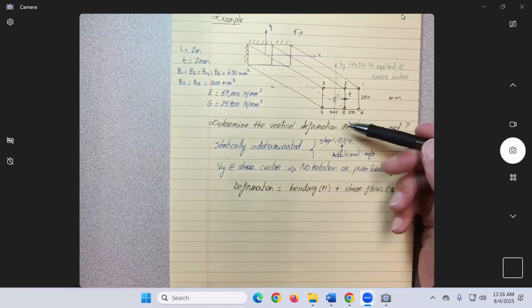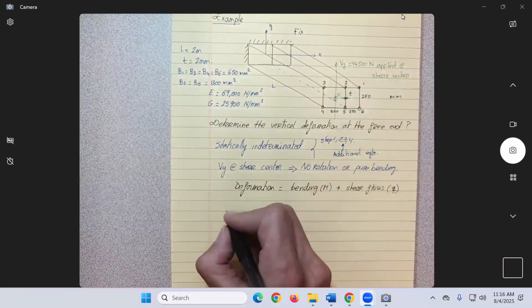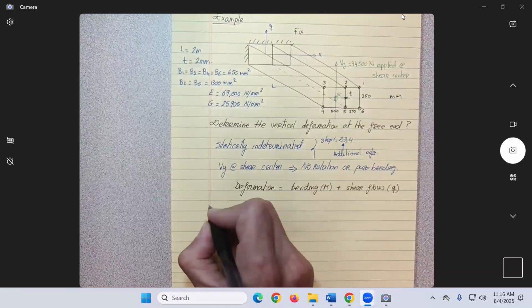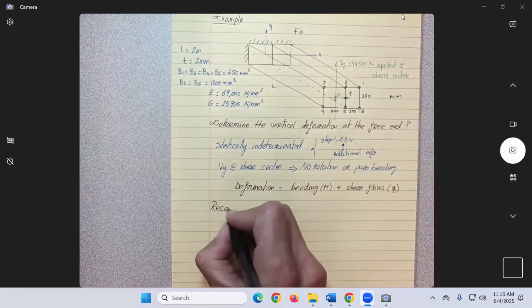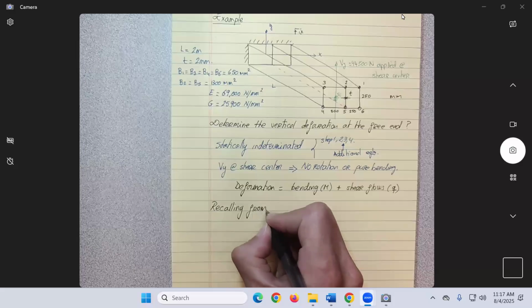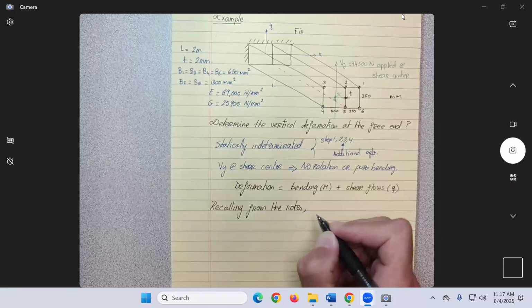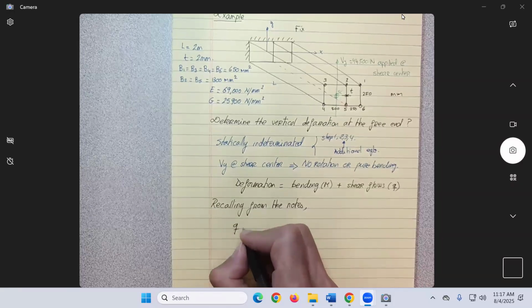Okay, so let's say that the deformation doesn't matter, it would be the same at 1, 2, 3. It would be the same, but let's say the deformation. So maybe, recalling from the notes.